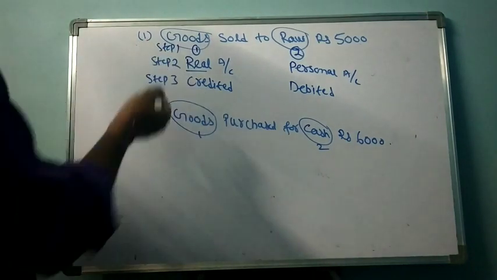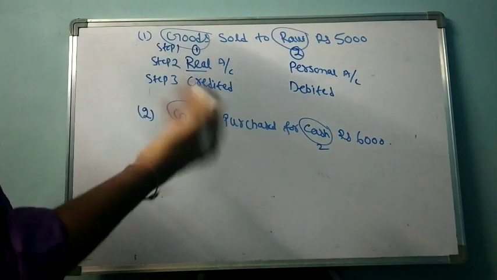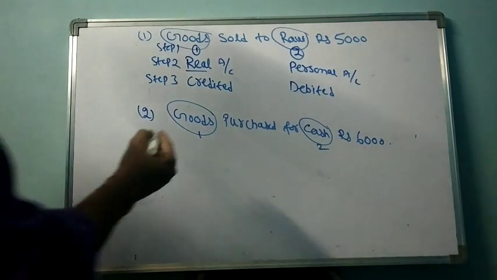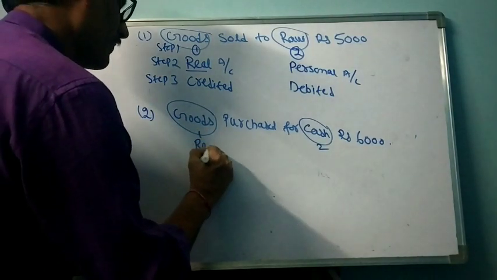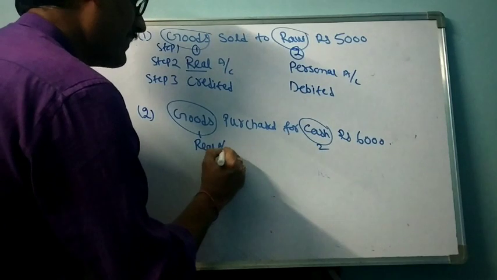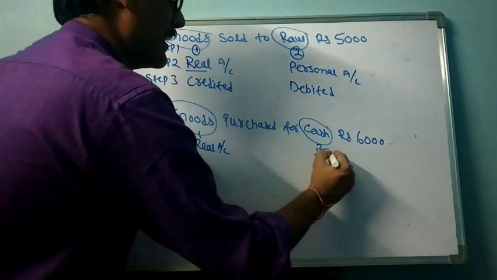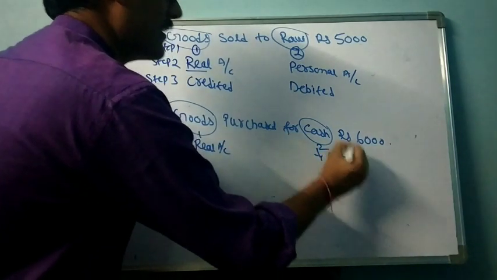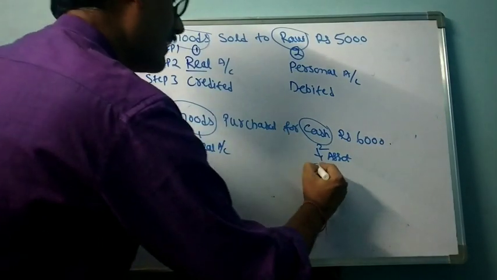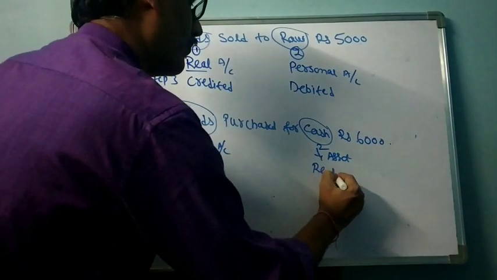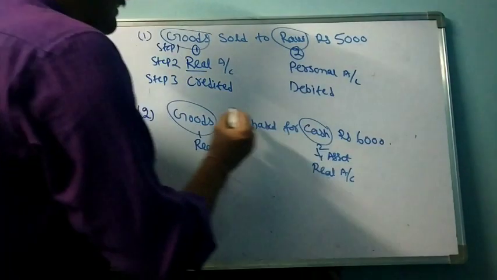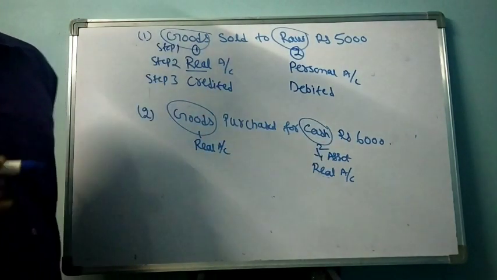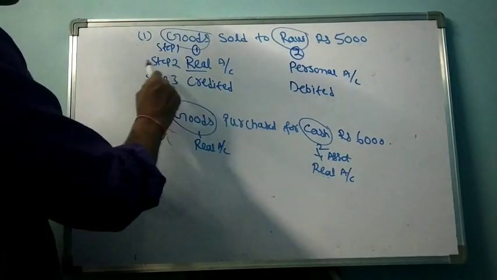Step number 2 is what? What is the nature of those accounts? Goods comes under real account again. Cash, remember, is very very important. Cash is an asset, remember. It comes under real account. Both are real accounts only, but one is goods and one is an asset. So step number 2 is what?